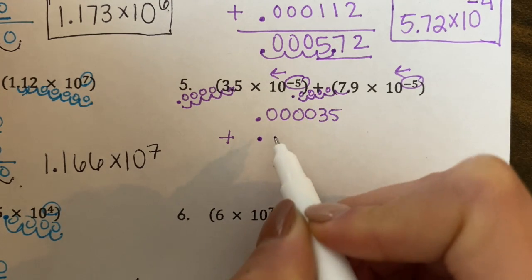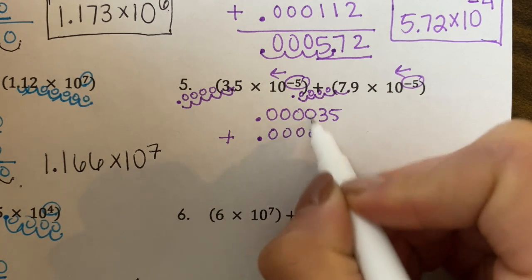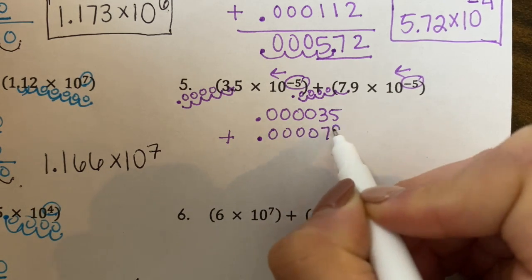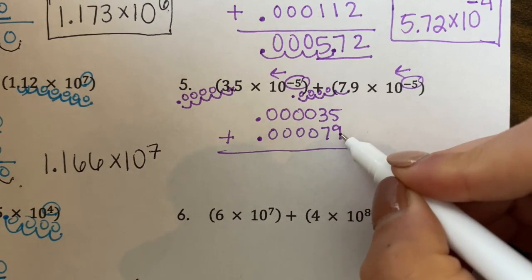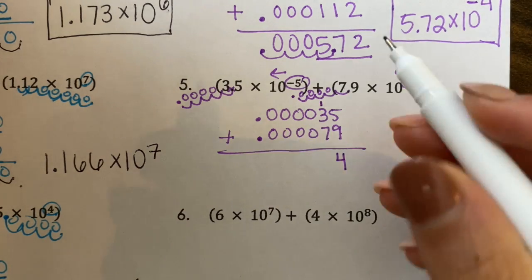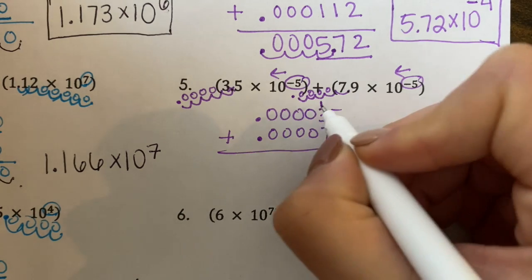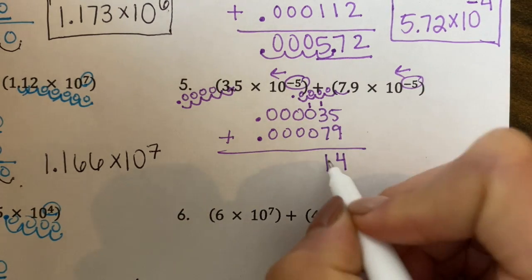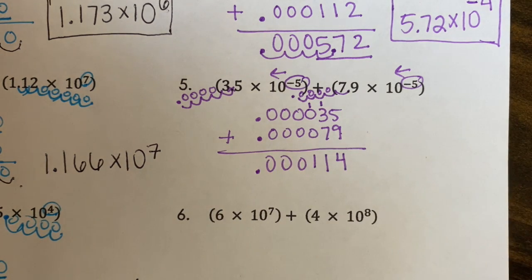Remember to line your decimals up and make sure each one of those place values are perfectly on top of the other. This one's pretty easy because everything's lined up. So 5 and 9 makes 14. Bring down your 4, bring up your 1. 7 and 3 is 10, plus 1 is 11. Bring down your 1, bring up your 1. 1, 0, 0, 0. So that's your final answer.